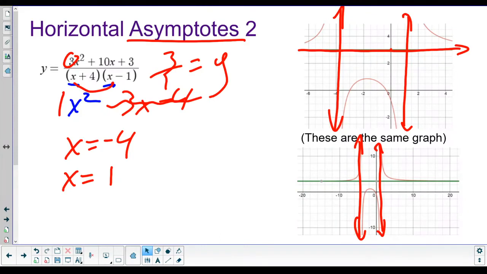All right. So we have our vertical asymptotes. We're done with this one. Sweet. Okay.